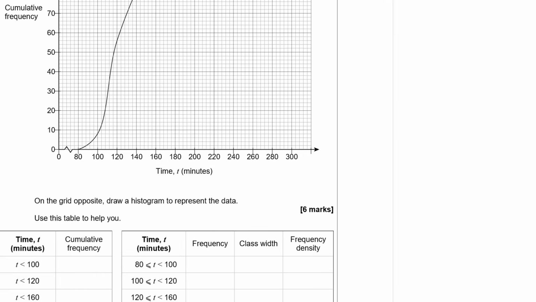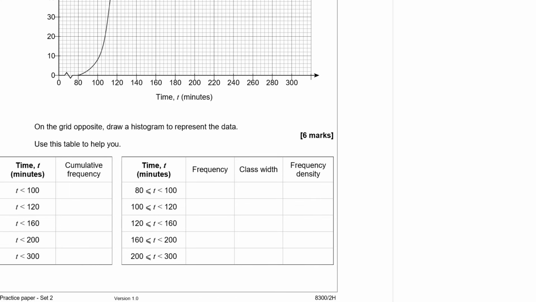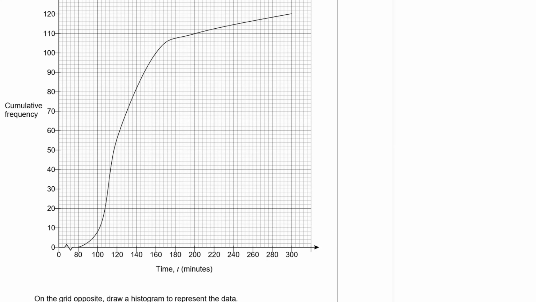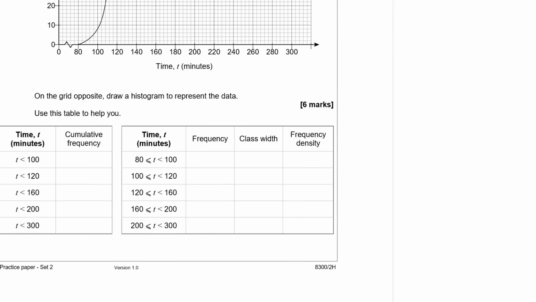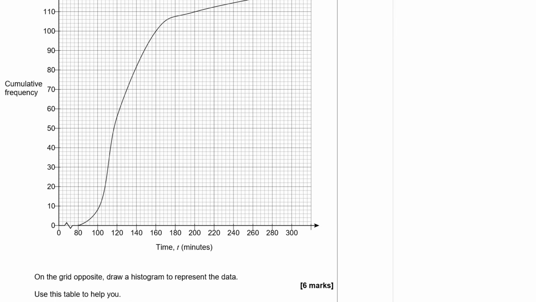So underneath the cumulative frequency curve, it asks us to draw a histogram to represent the data and use this table to help us. So I think we need to go through and read off the values first. Then we can populate the cumulative frequency table, and then we can fill out the table we then need for the histogram. Okay, so coming back to the diagram.